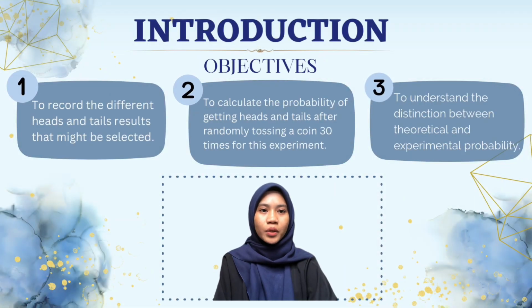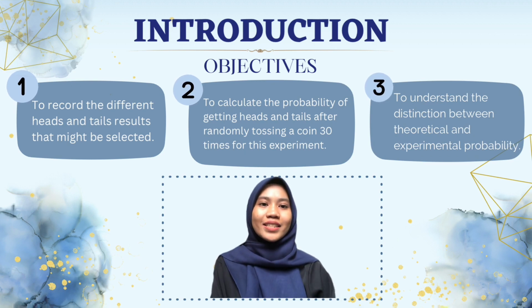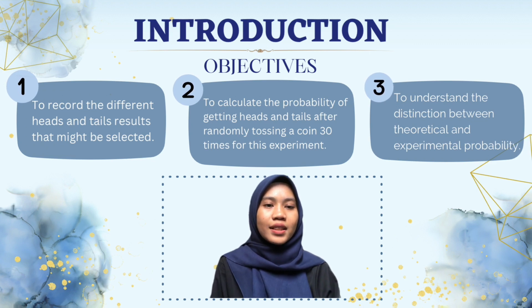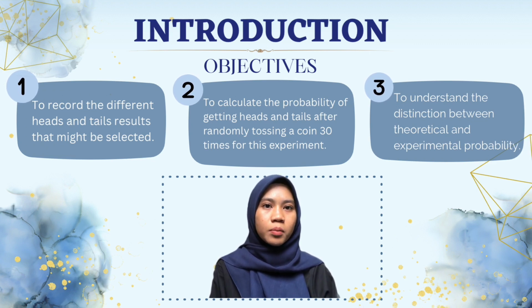Hi, for this video we are going to talk about the experiment that we choose, which is tossing a coin. There are three objectives for this experiment. The first one is to record the different heads and tails results that might be selected. The second one is to calculate the probability of getting heads and tails after randomly tossing a coin 30 times. And last but not least is to understand the distinction between theoretical and experimental probability.